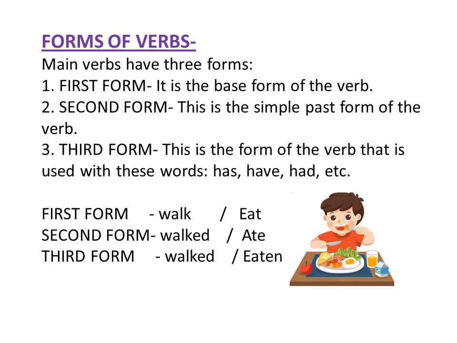Let's move further and learn about forms of verbs. Main verbs have 3 forms: first form, second form, third form. First form is the base form of the verb. Second form is the simple past form of the verb. Third form is the form of the verb that is used with these words: has, have, had, etc.